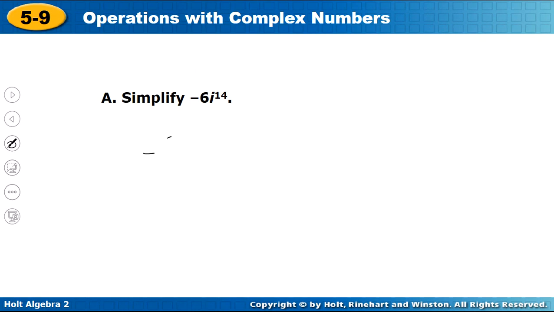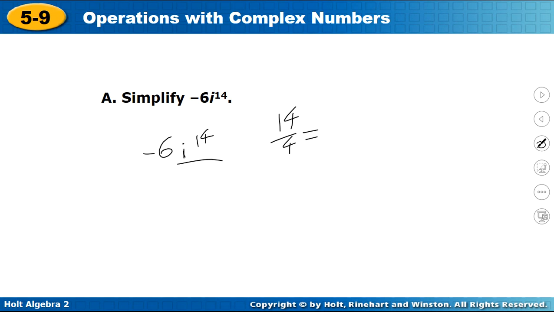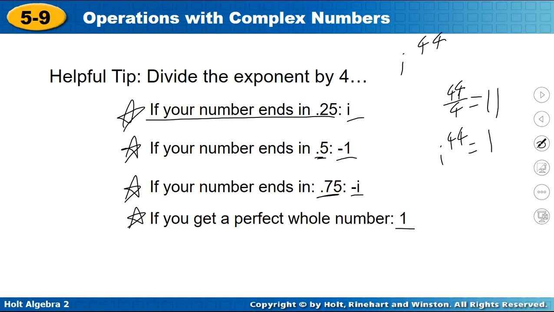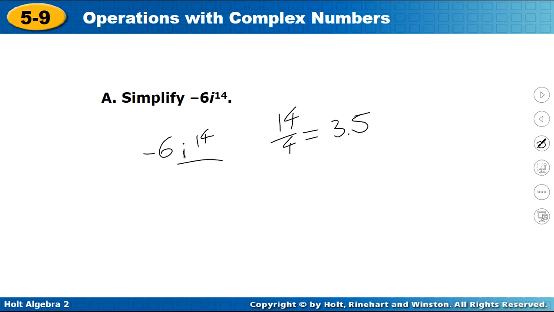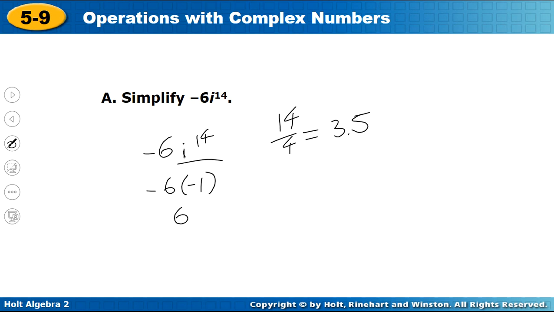So here I've got negative 6 i to the 14th. Before I worry about negative 6, let's simplify my i to the 14th. Which part of the sequence is this going to fall under? Let's take the 14 and divide it by 4 to figure out which part of the sequence this is in. 14 divided by 4 is 3.5. If your number ends in 0.5, then that's going to be a negative 1. So i to the 14th is going to be a negative 1. So this is negative 6 times negative 1, so my answer here should be a positive 6.